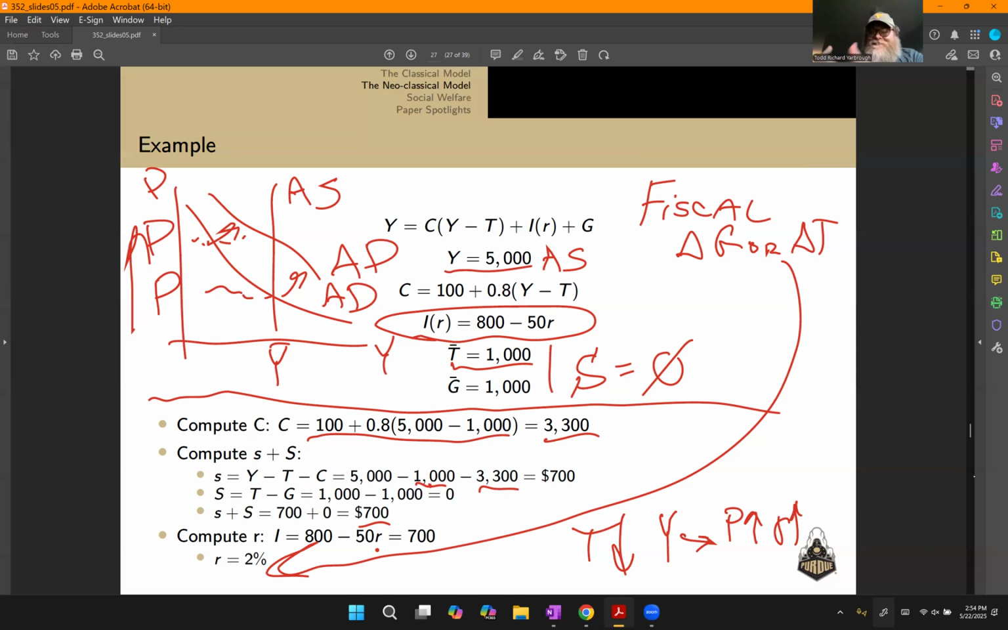Now, very soon we're going to ask, is this true? Is it actually true that a decrease in taxes will cause these things? What conditions would make it true? And then perhaps what conditions would not make it true? That's what we're going to do.